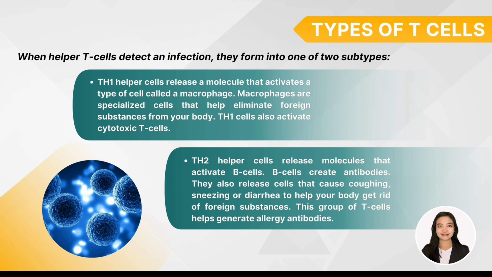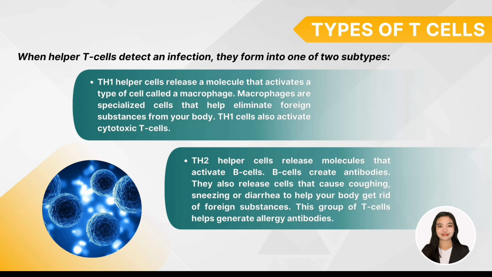So when helper T cells detect an infection, they form into one of two subtypes. First is the Th1 helper cells, which release a molecule that activates a type of cell called a macrophage. Macrophages are specialized cells that help eliminate foreign substances from your body. Th1 cells also activate cytotoxic T cells.